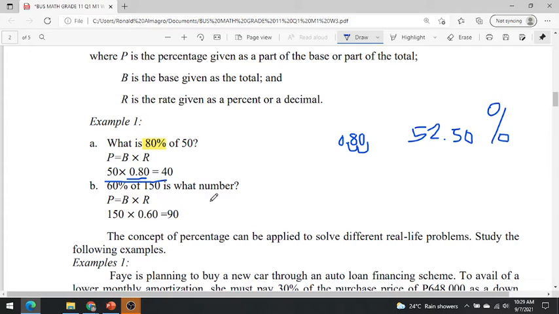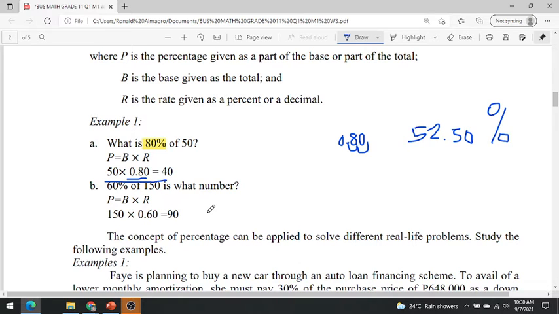Next, 60% of 150 is what number? Okay, student. Please take note of this ha. Every time there are examinations like the CS, board exams, percentages always come out. Okay? So you should remember it and keep it in mind. Okay. So next, we have B. 60% of 150 is what number?